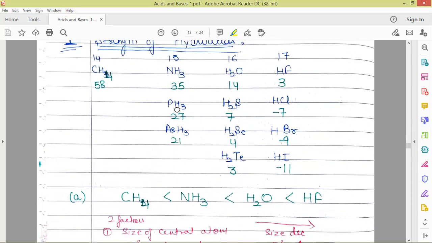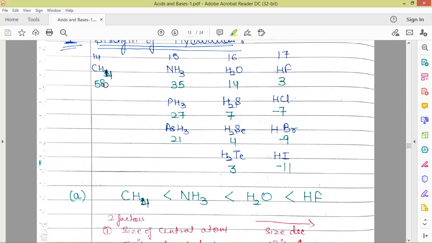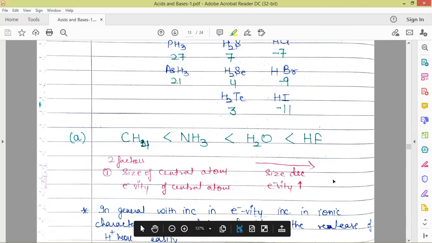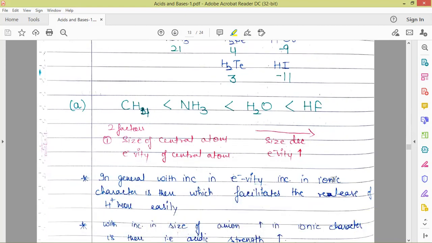properties. So the first case which we are going to discuss is the acidic strength of methane, ammonia, water, and HF. From the pKa values, it is clear that pKa value is decreasing. That means acidic strength is increasing. So the order is this. Actually, acidic strength depends upon two factors: size of the central atom and electronegativity of the central atom.